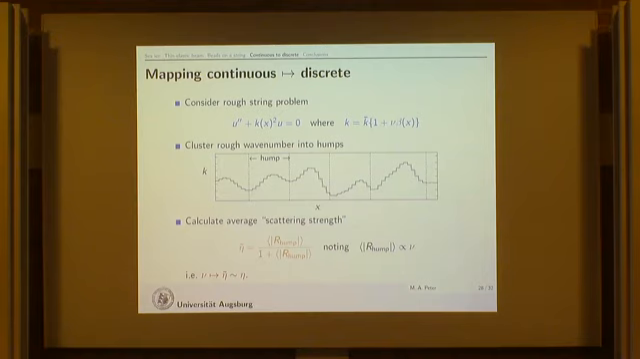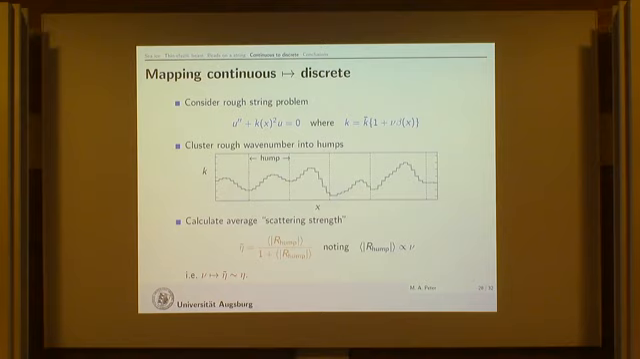And now I need to map this to a discrete problem, right? This is my continuous profile. So what do I do? I identify what I call humps. Basically, I take two minima of the profile, and I take this as one scatterer. Then I go to the next minimum. That's here. This is one scatterer, and so on.